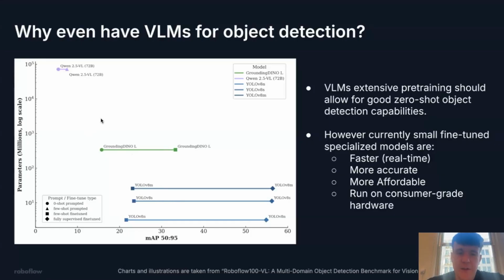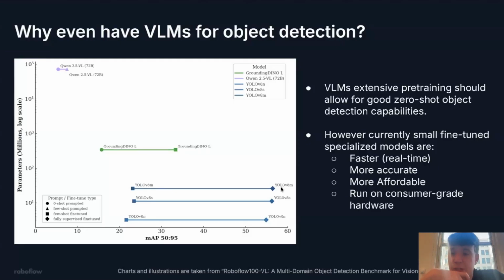And we can see here a very counterintuitive trend: as the model size decreases, the models get significantly better. Specifically in this case, Qwen is not fine-tuned. It's just zero shot. And we'll talk about this triangle a bit later. And then GroundingDINO is at first zero shot and then fine-tuned, and then on a bunch of few shot examples, but we'll talk about this as well. And then YOLOs are few shot, and then full fine-tune.